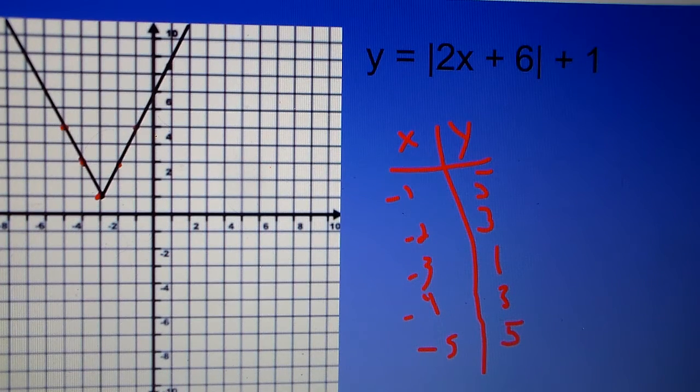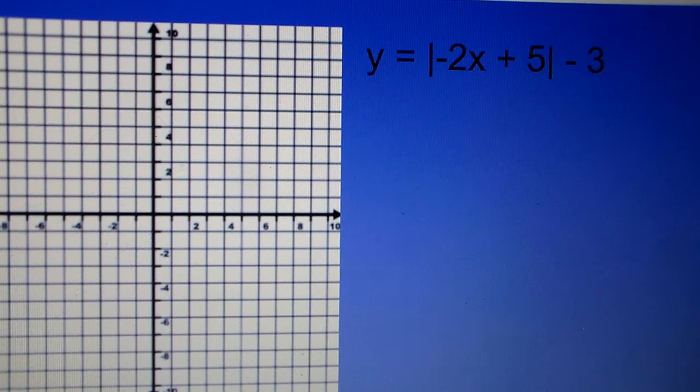All right, and there's another one if you want to try that one on your own. With the negative, don't be shocked if it gets flipped upside down, or maybe not. You'll find out when you try it on your own.